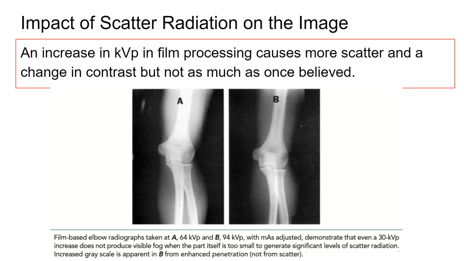Even back in film days, scatter was not so bad. Here's an image. We have A at 64, B at 94. Is it a little bit more grayed out over here? Yeah, but it's not that terrible. And if this were to have been done digitally, you probably could have manipulated it and turned B into A.